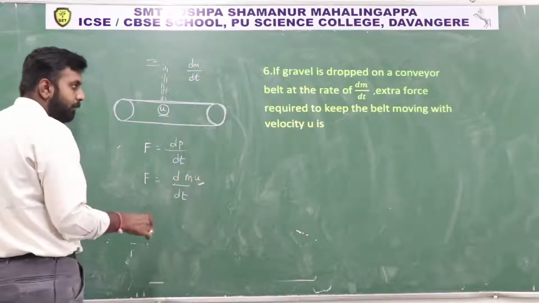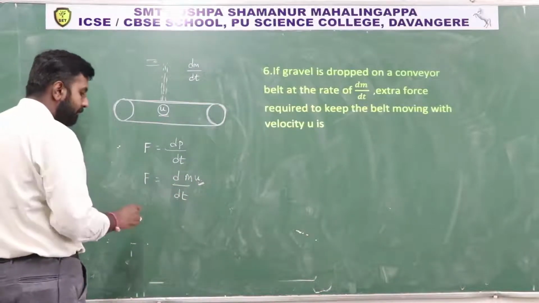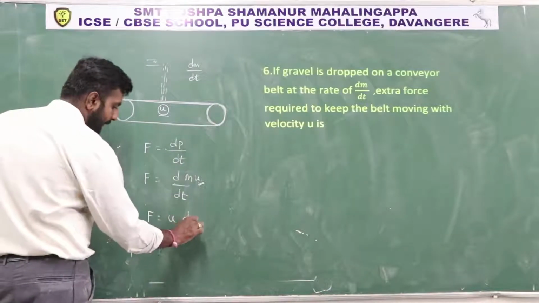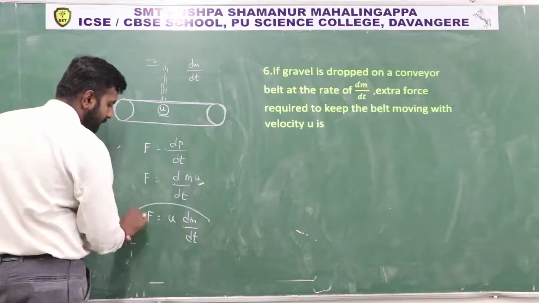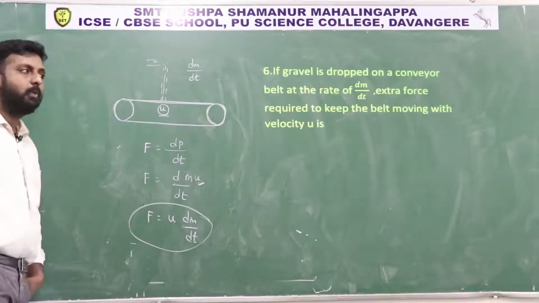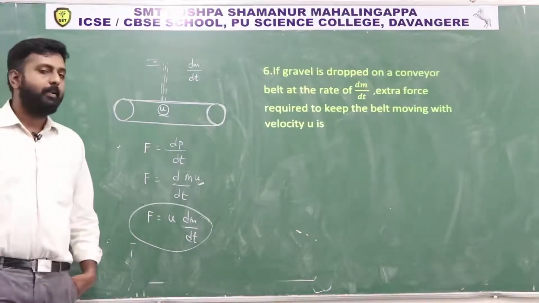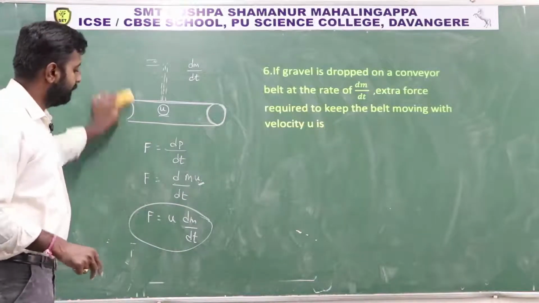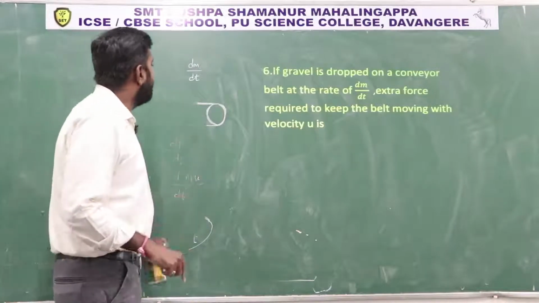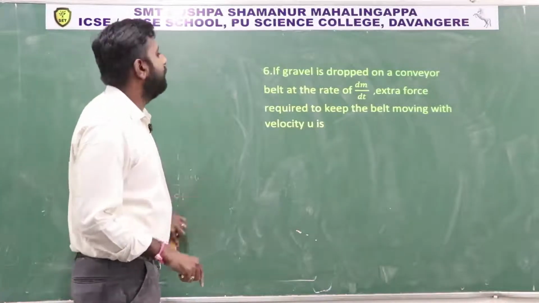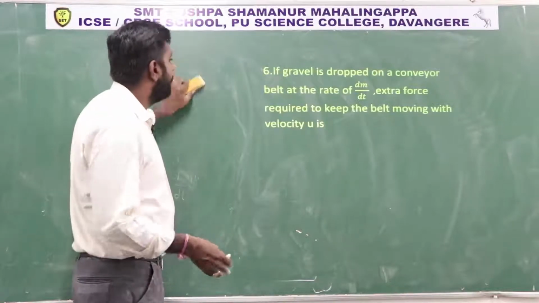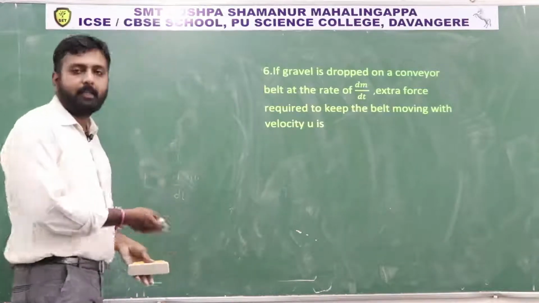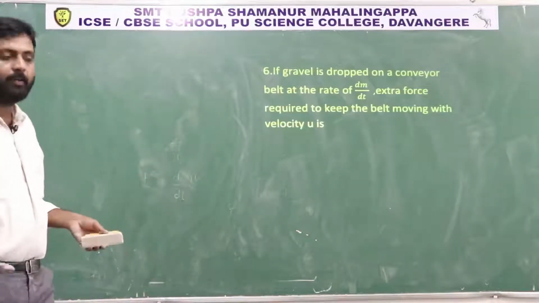Here the velocity has to be constant. It has to move with the same speed, hence I will take it outside. So F equals u into dm by dt. This much force is needed to keep the belt moving with velocity u. So remember this formula. In competitive exams they may give numericals in place of dm by dt, and then you can directly apply this formula and solve.